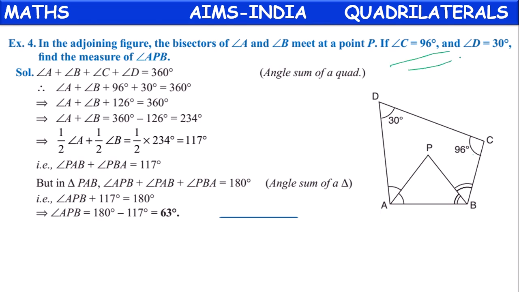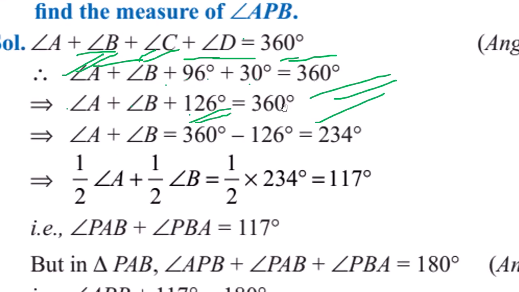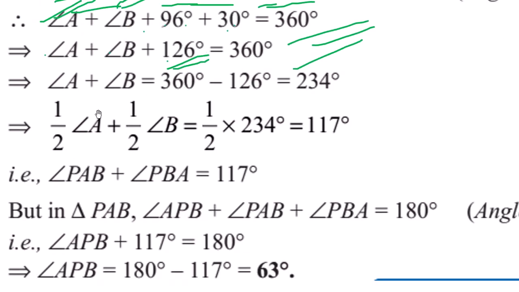Angle C is 96 and angle D is 30. What is the measure of angle APB? We know that the angles of ABCD total 360 degrees. A value we don't know, B value we don't know, C is 96, D is 30, and the sum equals 360. 96 plus 30 is 126. A plus B plus 126 equals 360. So A plus B equals 360 minus 126, which is 234.